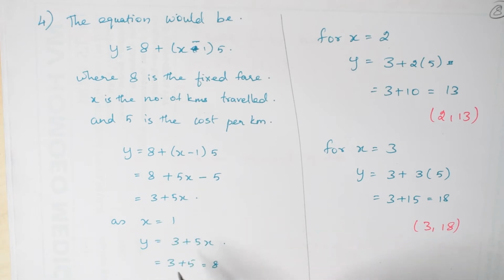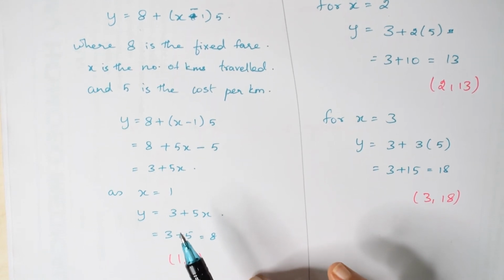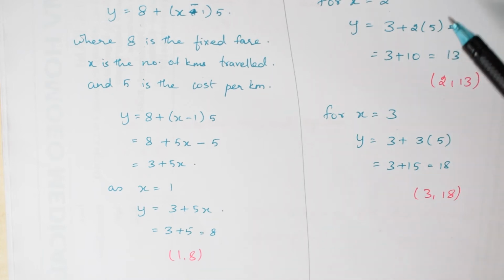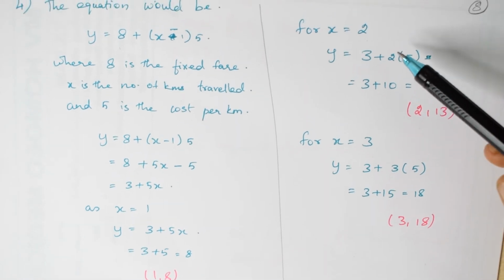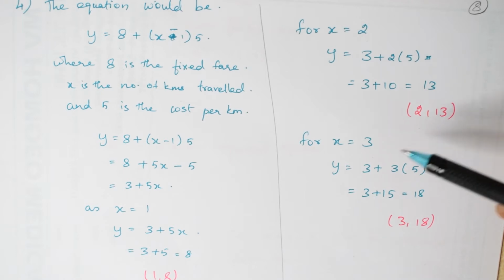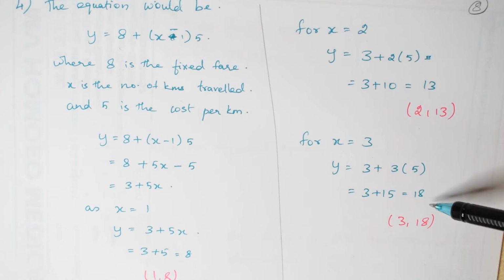So when we want to draw a graph, we introduce different values of x, and accordingly we find different values of y, right? So let us consider x is equal to 1, and then y's value will be 8, and if x is equal to 2, we can substitute that value of 2 in the equation and find that y is equal to 13, and when x is equal to 3, we can find that the value of y is equal to 18. So I have got 3 points now.